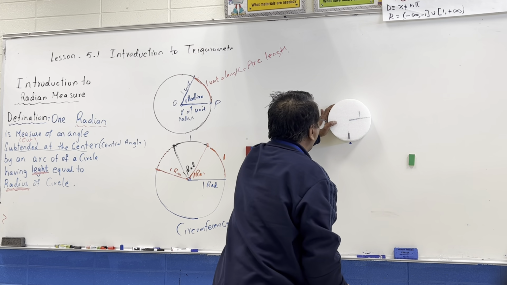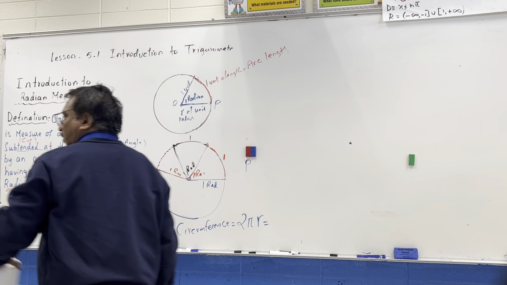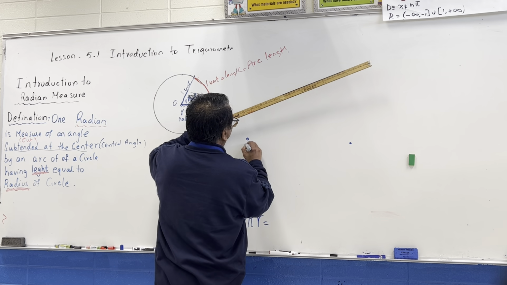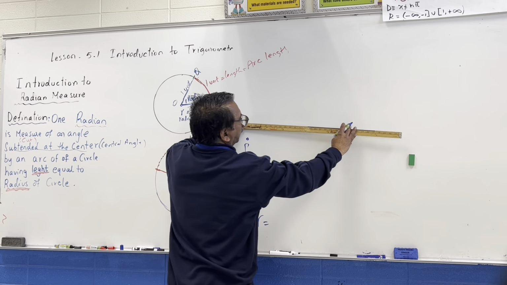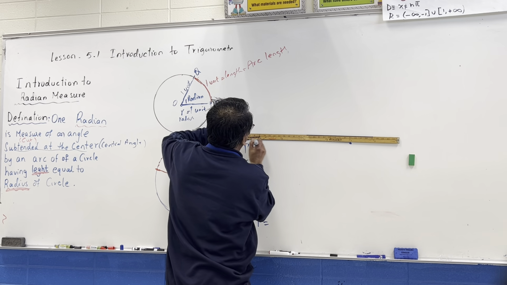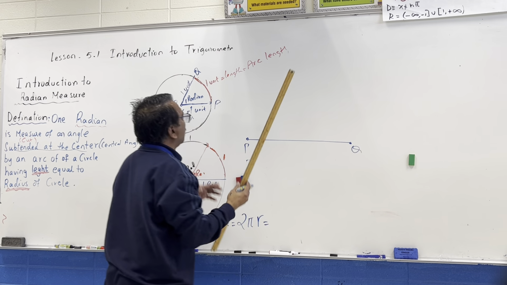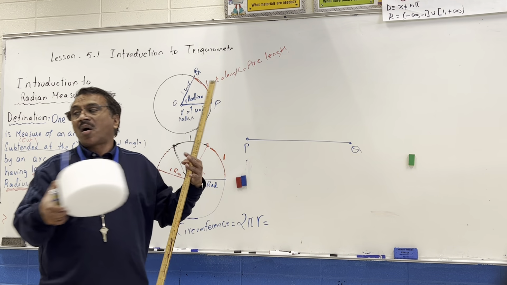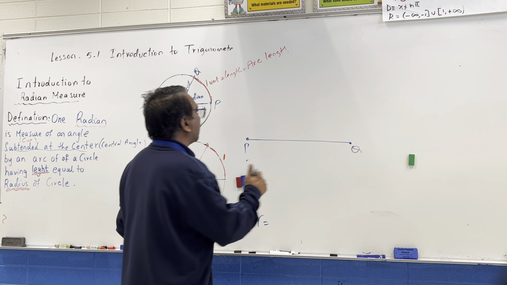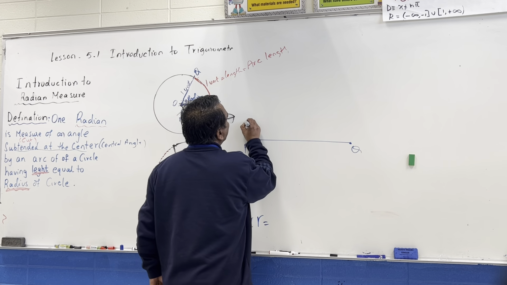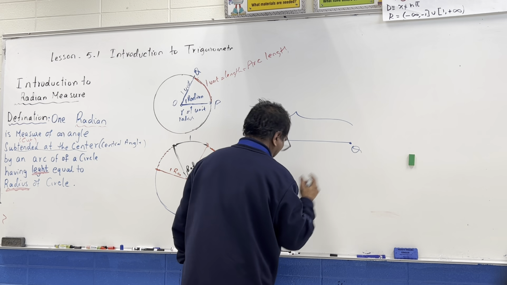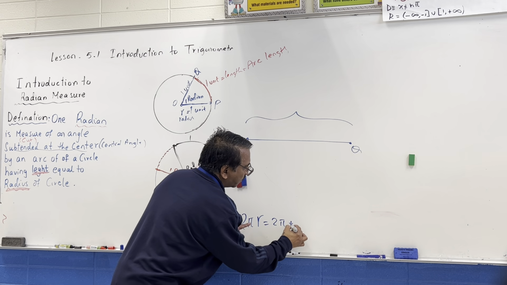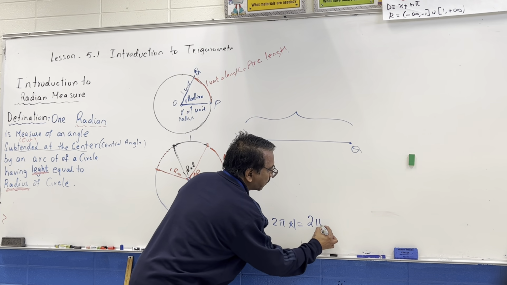Okay, so that means we have a circumference. So from here to here, this was the original point P, and let's see, this is Q, and I join this. Now the model that I showed had a different radius, but I use it as 1 unit. Now this is from here to here. We want to know how much this distance is, right? And this distance is 2 pi times 1, which is 2 pi.